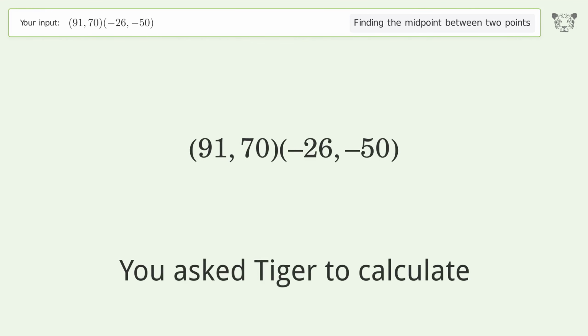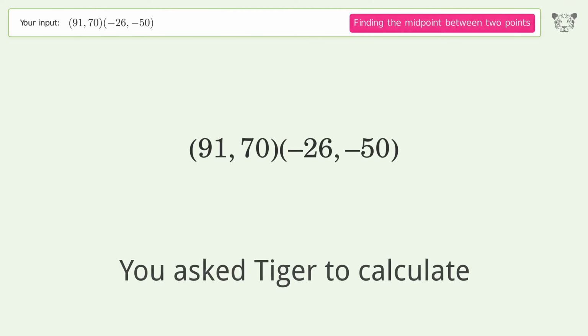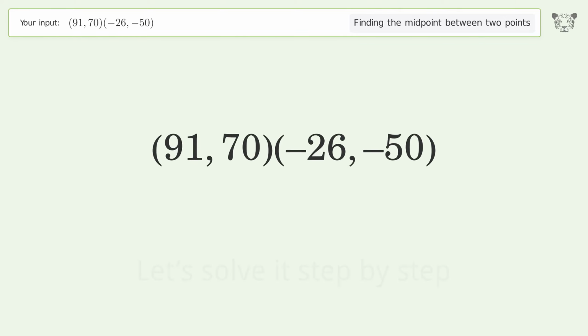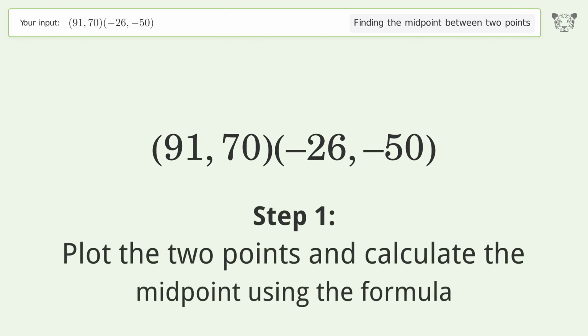You ask Tiger to calculate. This deals with finding the midpoint between 2 points. The midpoint between the 2 points is (32.5, 10). Let's solve it step by step. Plot the 2 points and calculate the midpoint using the formula.